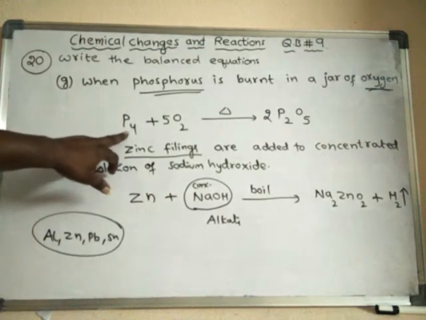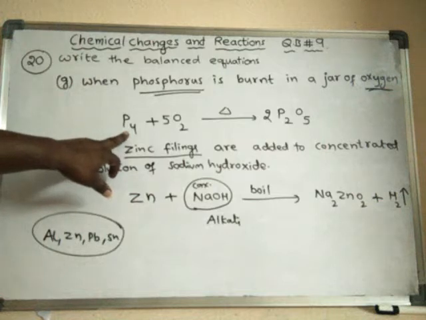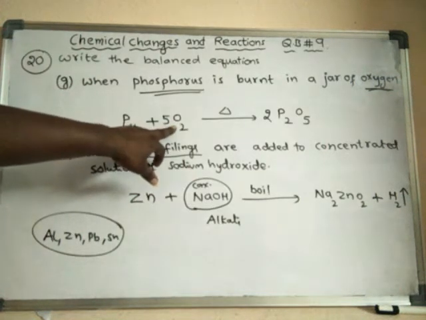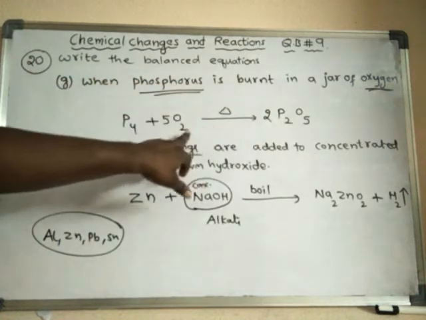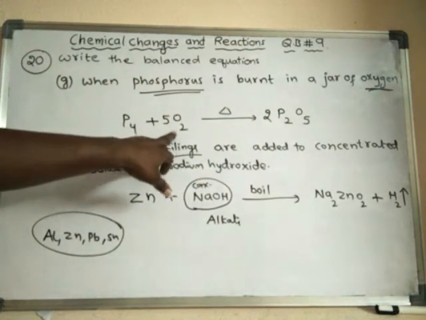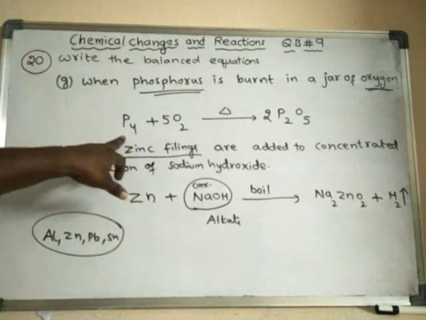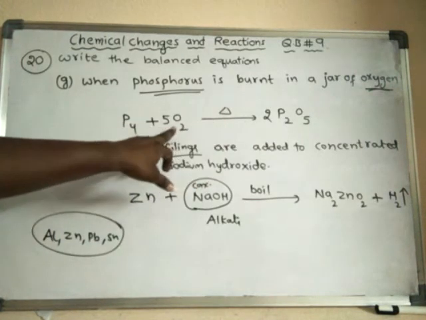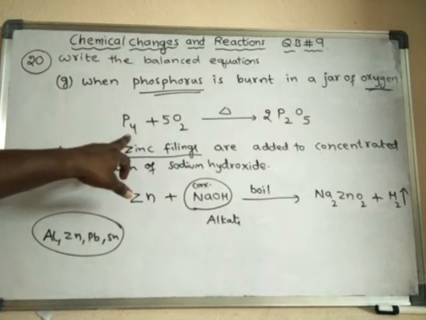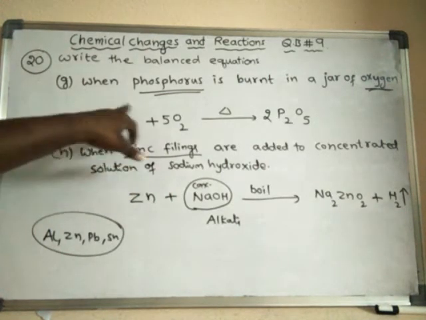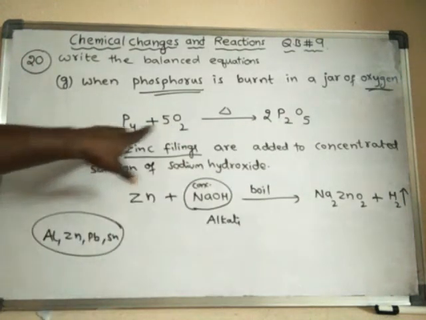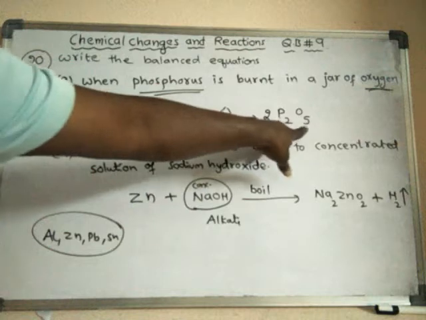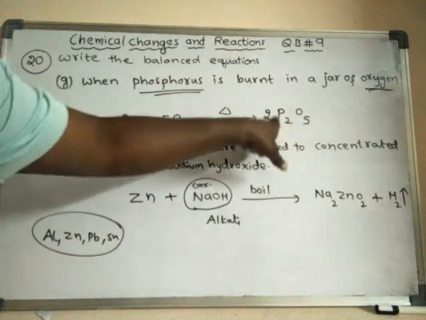So this tetraatomic phosphorus molecule, when burnt in oxygen, burning means what? Burning means heating of any substance in the presence of oxygen. When any substance is heated in the presence of oxygen, then that substance is said to be burnt, and that substance will convert into its oxide. So this phosphorus will convert into its oxide, phosphorus pentoxide, P2O5.